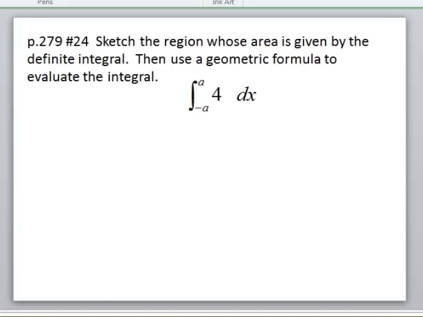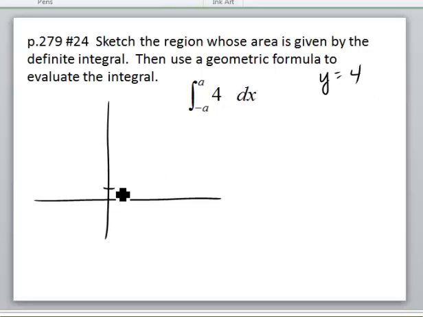The next one, what we're supposed to do is sketch this graph, and then use a geometric formula to evaluate the integral. So let's see if I can get the sketch of this picture. What I have here is 4, so that would be y equals 4. Well, y equals 4 is a horizontal line.